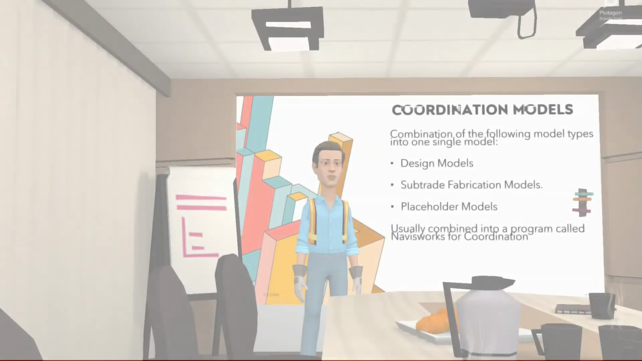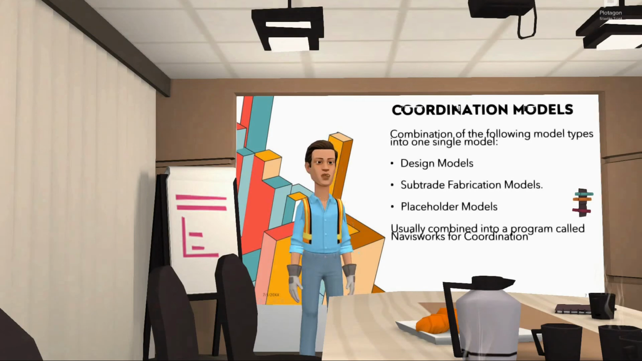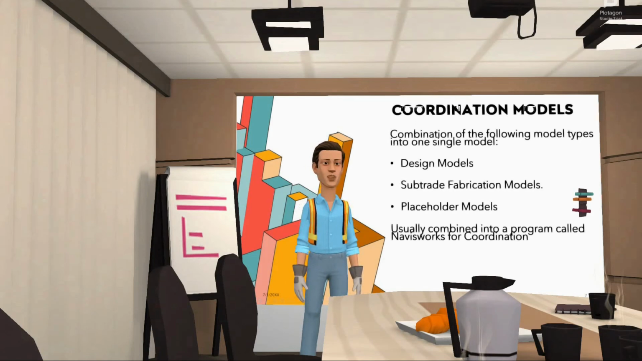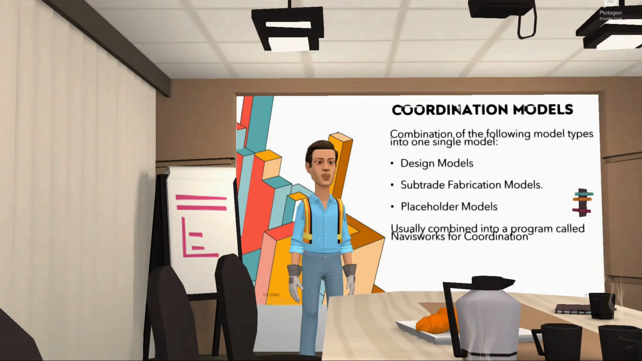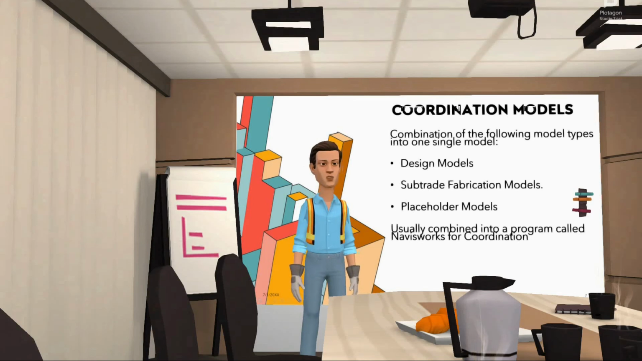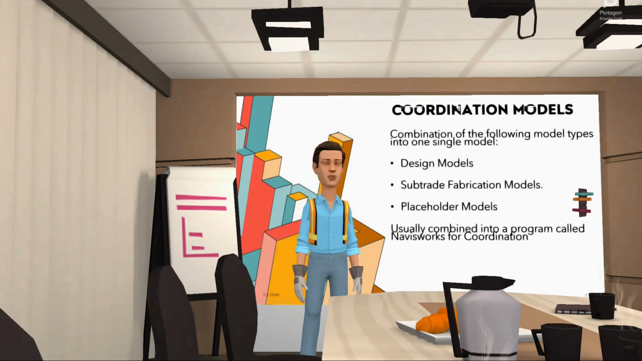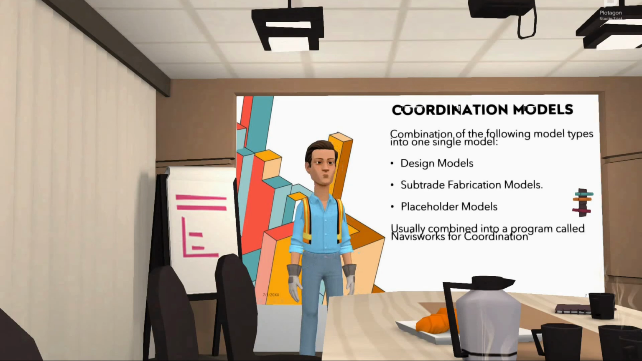Coordination models are a combination of three categories of models, all shown in one single model and aligned so that in combination with each other, they show a full representation of the building's design intent within a 3D environment. This combination of the design model, the trade models, and various placeholder models, if there are any, is to show the original design intent supplemented with the subtrades' coordinated routing of primary building systems and services, as well as supplementary information from placeholders as one complete holistic model.